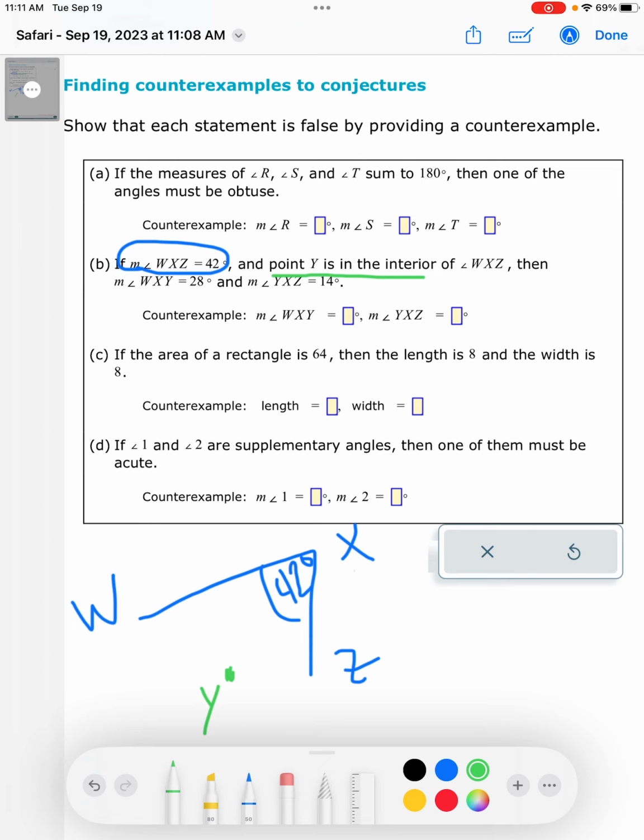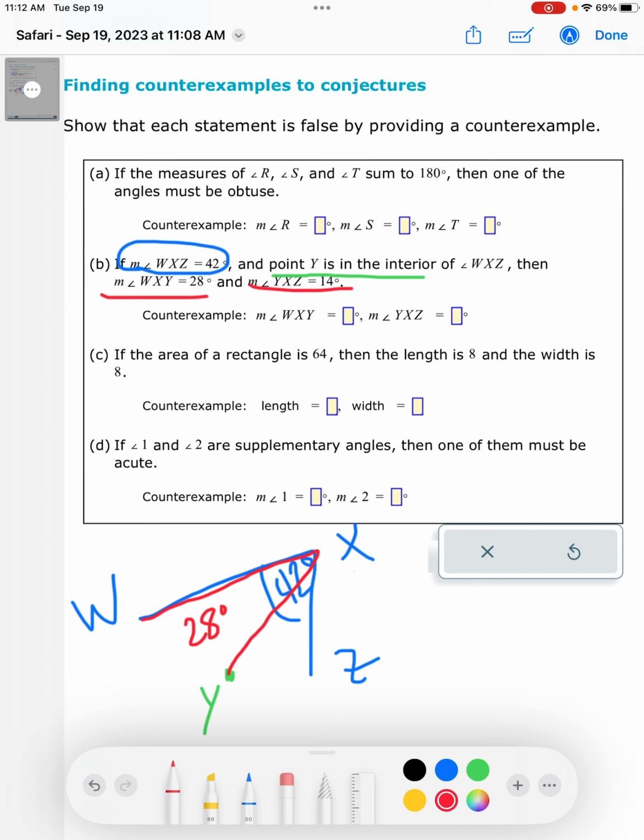And they're saying if this happens, then the only solution should be, let's take that now. The only solution should say that the measure of WXY is 28. So again, I'm going to follow those letters. W to X to Y makes that angle. And they're saying that this should be 28 degrees.